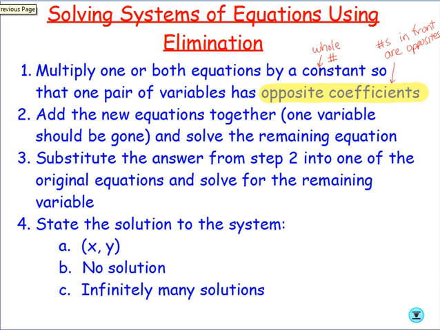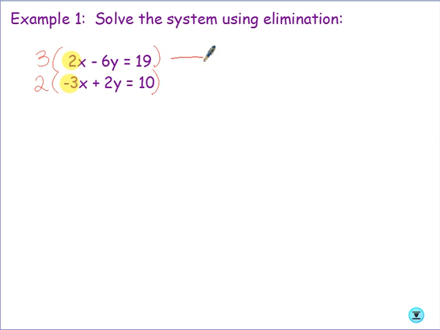Now, we're actually going to do the multiplying. Okay, we want them to have opposites. So watch. I'm going to work this way. I'm going to multiply 3 to all 3 numbers. 3 times 2x is 6x. 3 times -6y is -18y. And 3 times 19 is 57. We're going to do the same thing on the bottom.